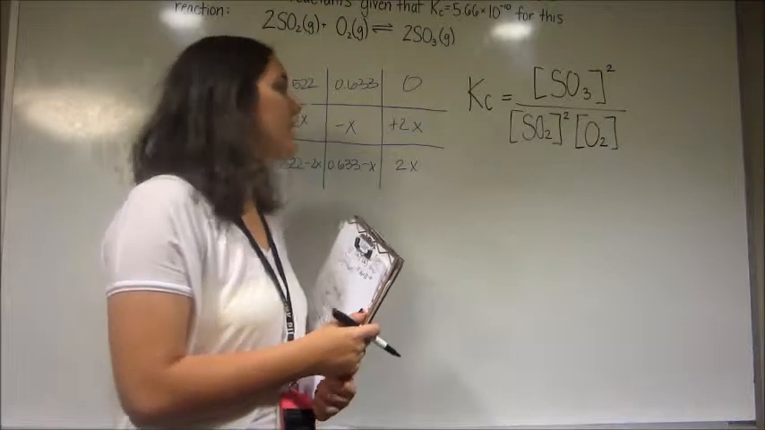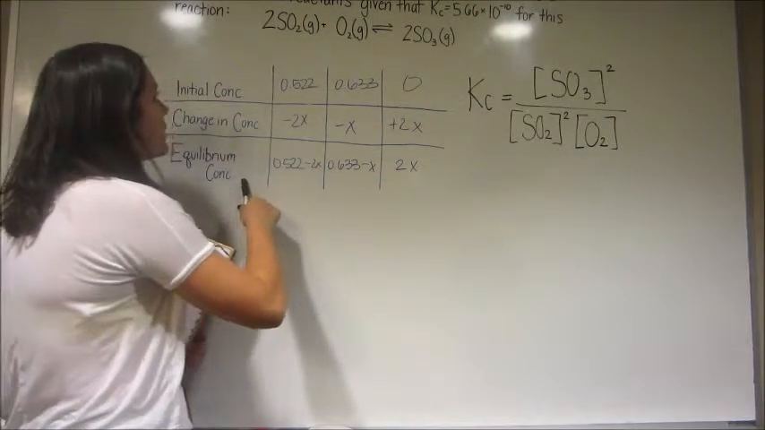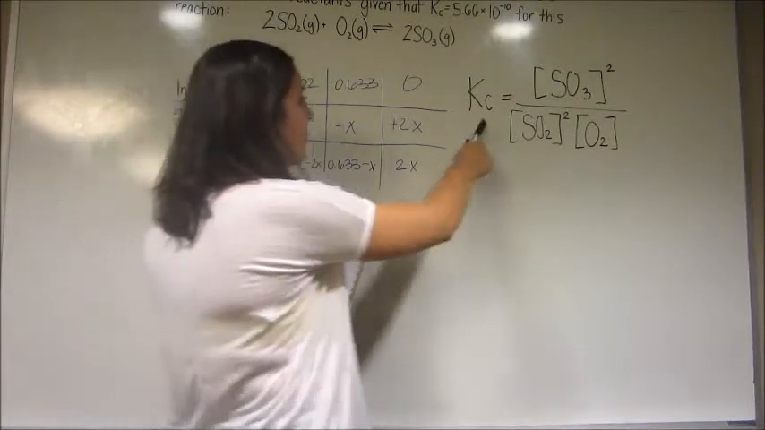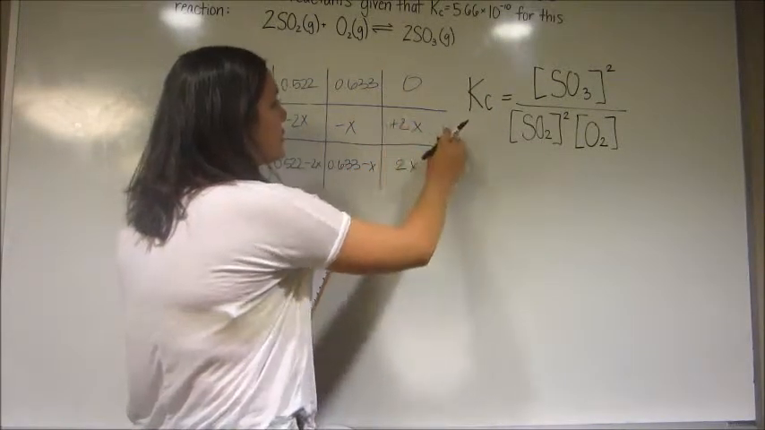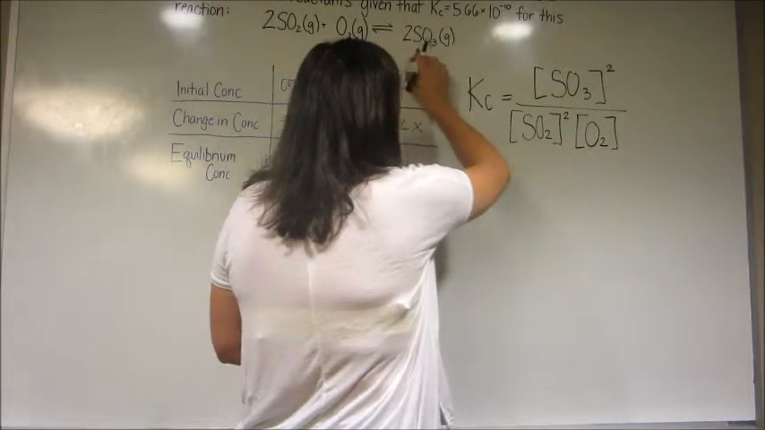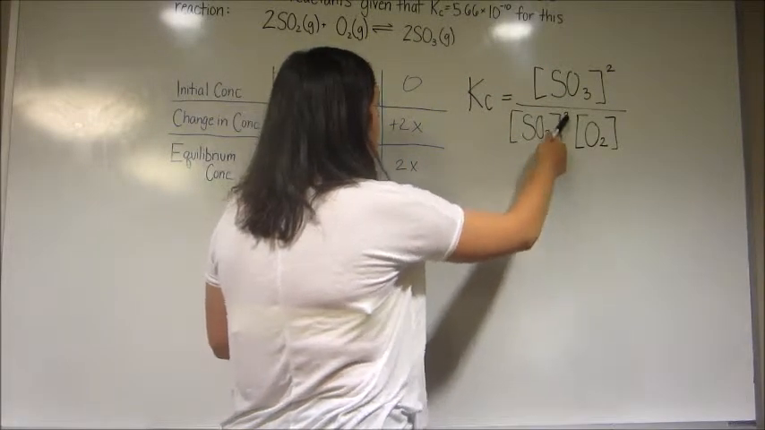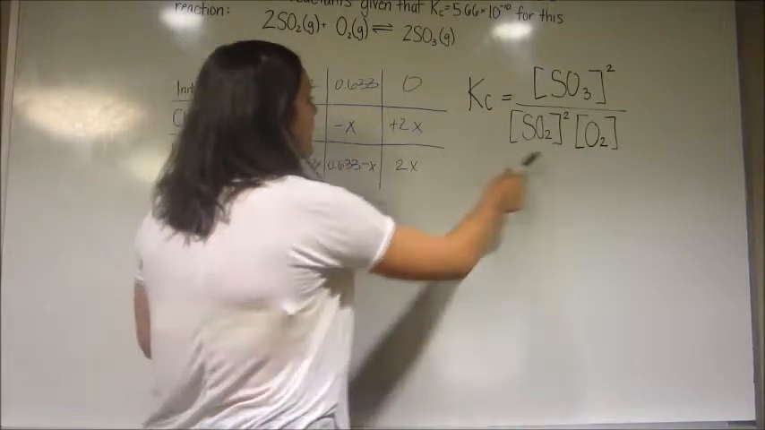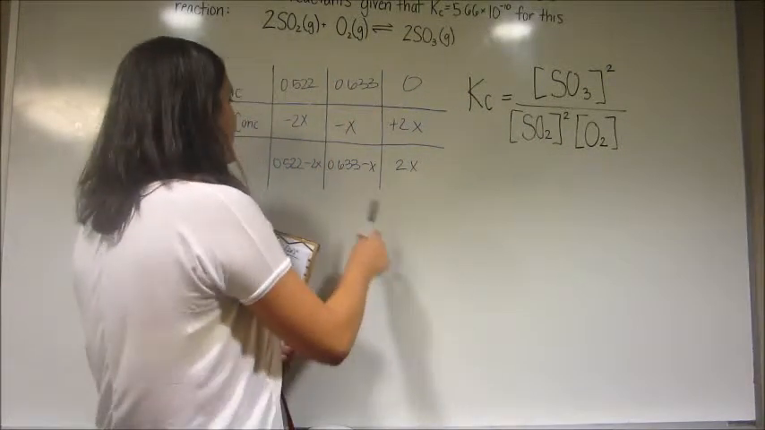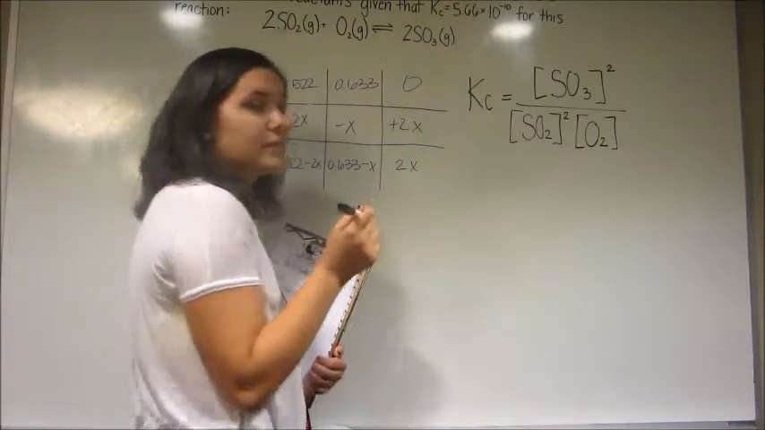Alright, so now we're going to work on the next step of this problem, which is setting up the equilibrium concentrations compared to the equilibrium constant. First we can make this formula based on our reaction. The equilibrium constant equals SO3, our product, squared because of this 2 here, over SO2 squared because of this 2 here, times O2. These are our reactants, and they go on the bottom. So now we're going to set this equal to our values from our equilibrium concentration and the value of Kc given to us in the problem.